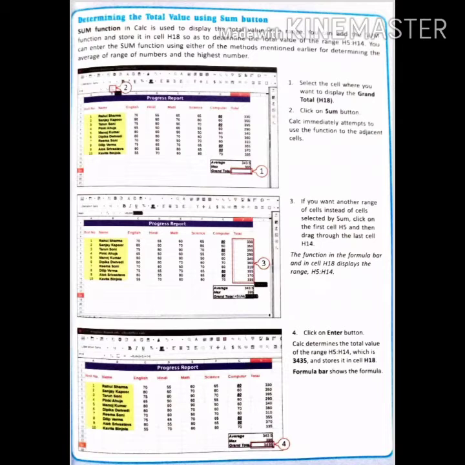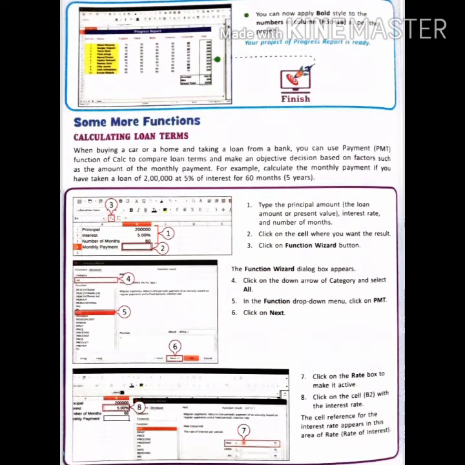Calc determines the total value of the range H5:H14, which is 3435, and stores it in cell H18. Formula bar shows the formula. You can now apply bold style to the numbers in column H5:H18 as per the project. Your project of progress report is ready.